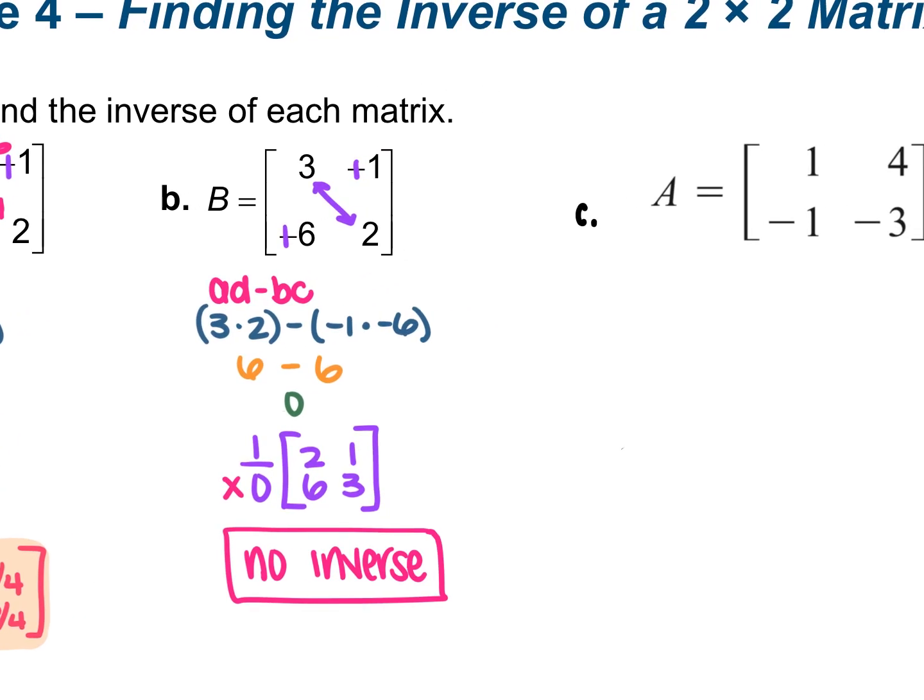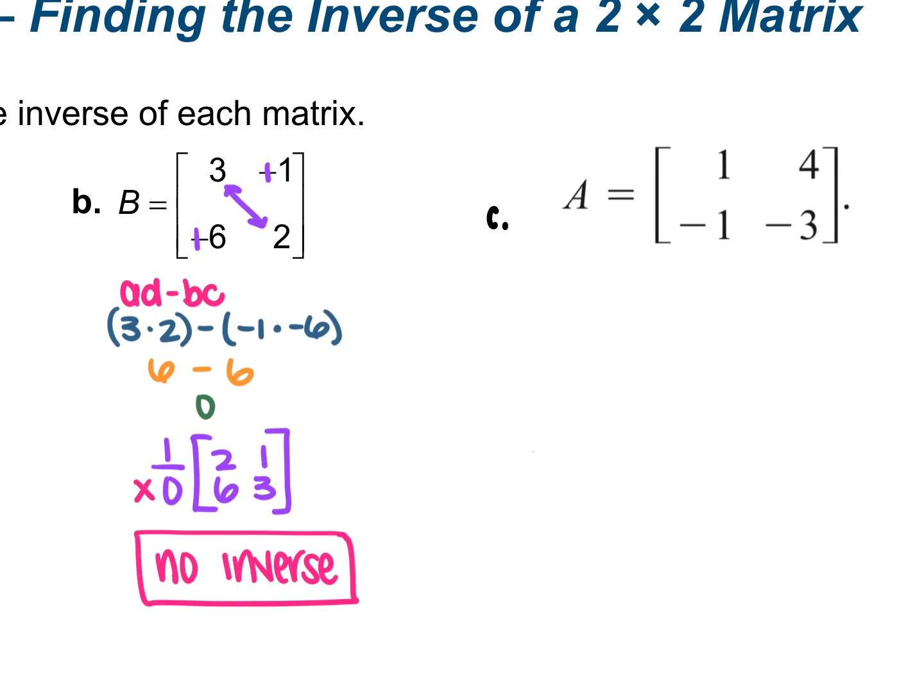For your last example, C, you have the matrix of 1, 4, -1, -3. So first thing we're going to do is find AD minus BC. So that's going to be 1 times -3 minus 4 times -1. The 1 times -3 is -3. The 4 times -1 is +4. So -3 plus 4 is 1.